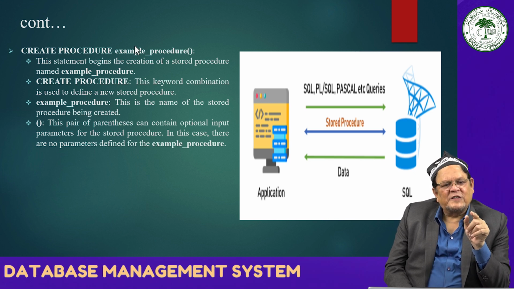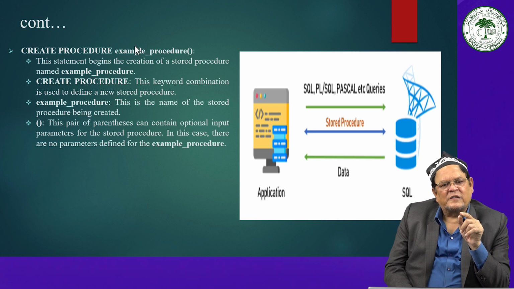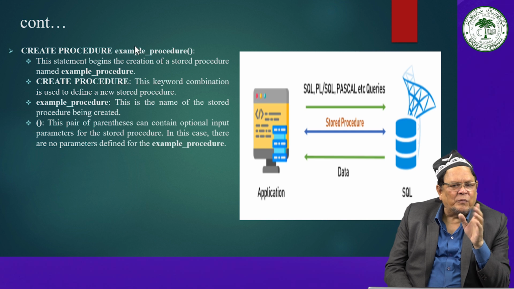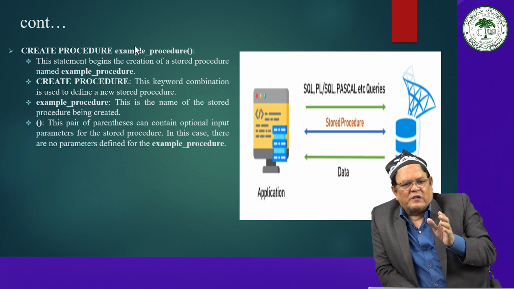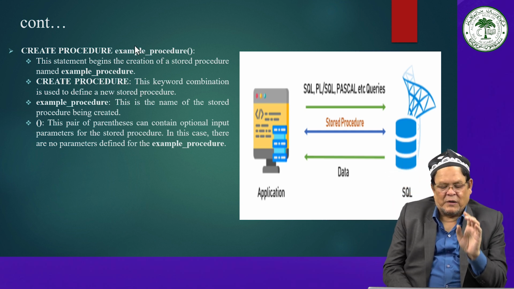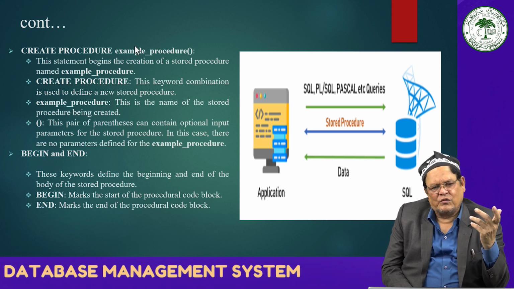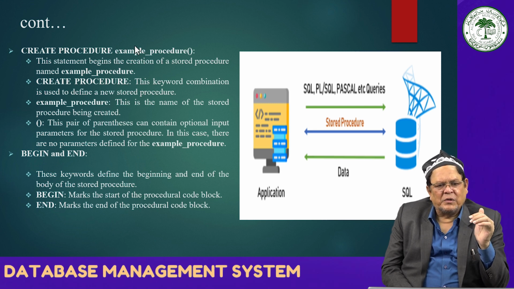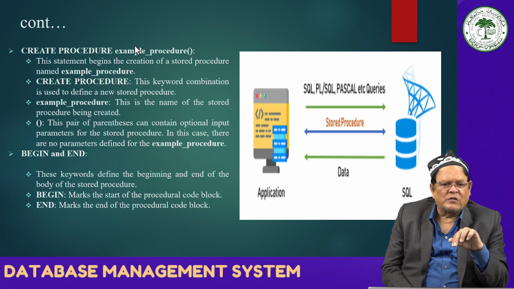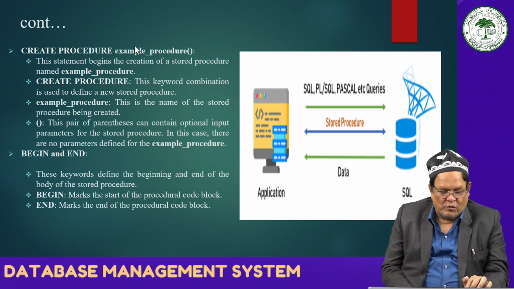The pair of parentheses can contain the optional input parameters for the stored procedure. In this case, there are no parameters. If you want to give some parameter, it will be used in that parenthesis. And begin end is there already. This keyword defines the beginning and end of the body. As you know, this is the beginning and end of that. Begin marks the start of the procedure code block, and end marks the end of the procedure code block.